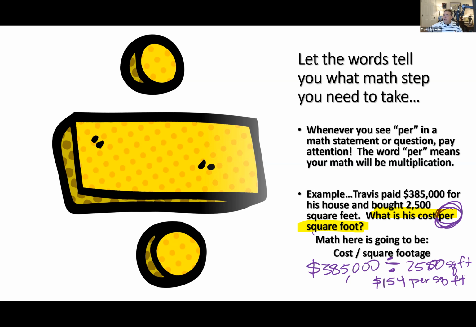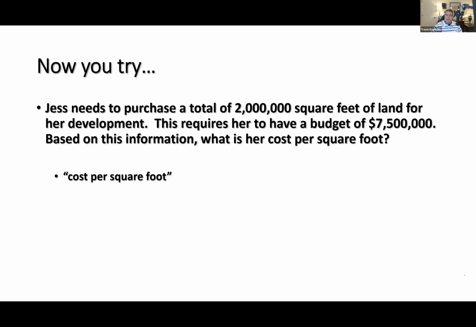Simple math. And you know exactly what to do with it because the word per is a giveaway. It's a gimme. And looking at how many times we can apply that. Jess needs to purchase a total of 2 million square feet. Big number, meant to intimidate us. So what? Jess needs to purchase a total of 2 million square feet of land for her development. This requires her to have a budget of $7,500,000. Based on this information, what is her cost per square foot?